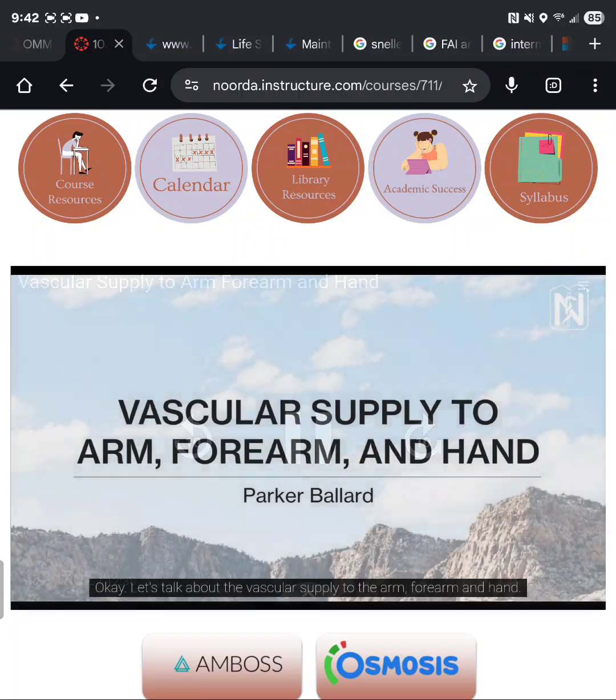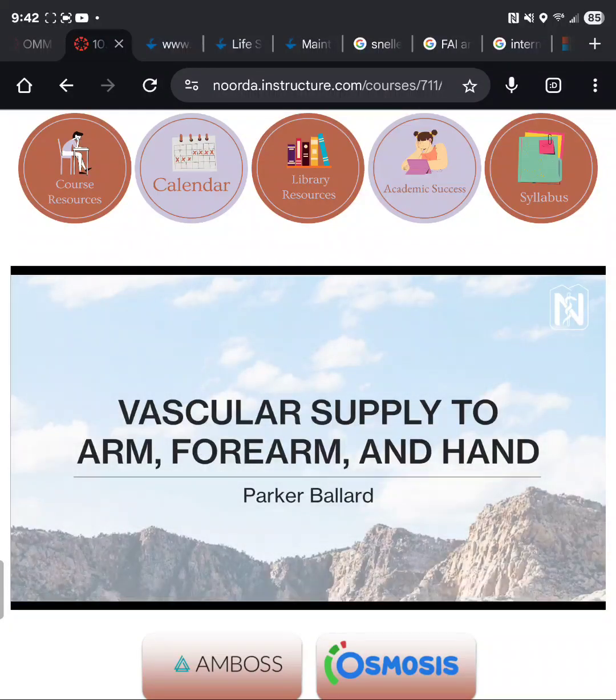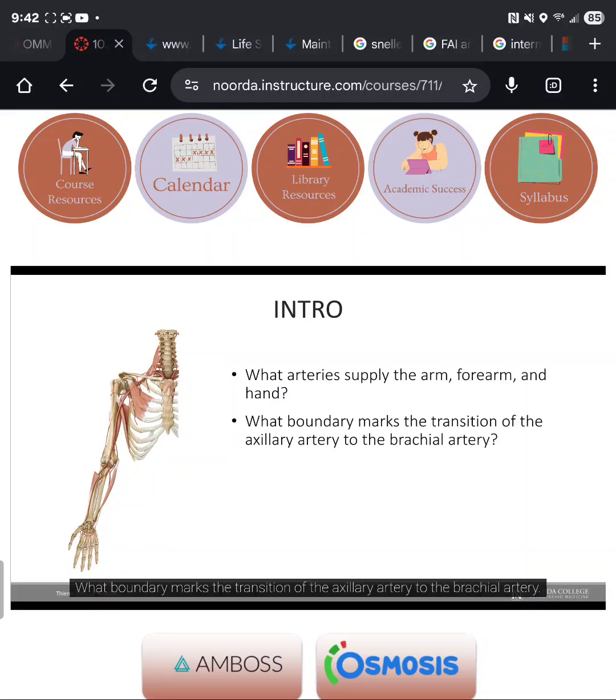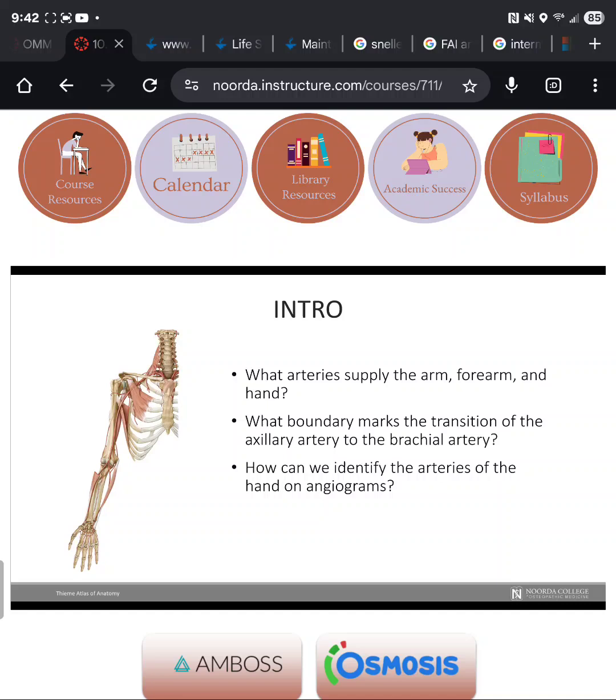Talk about the vascular supply to the arm, forearm, and hand. And as we do, we're going to answer a few questions like what arteries supply the arm, forearm, and hand? What boundary marks the transition of the axillary artery to the brachial artery? And how can we identify the arteries of the hand on angiograms?